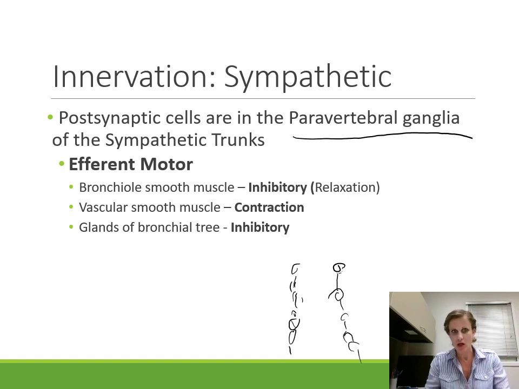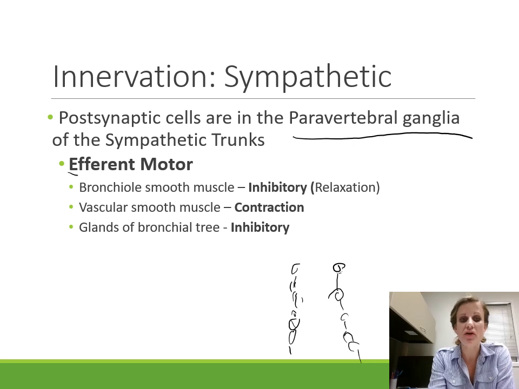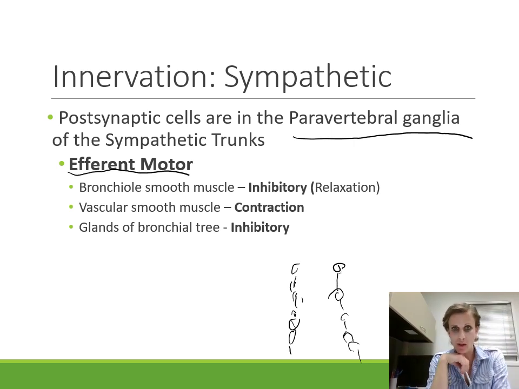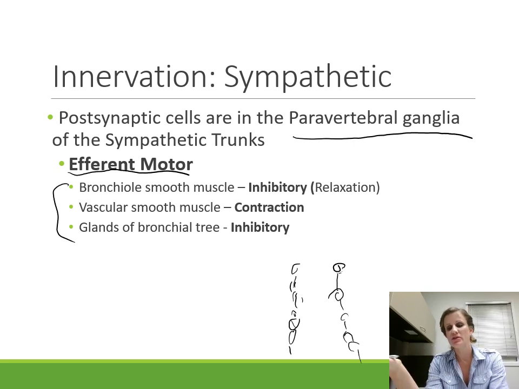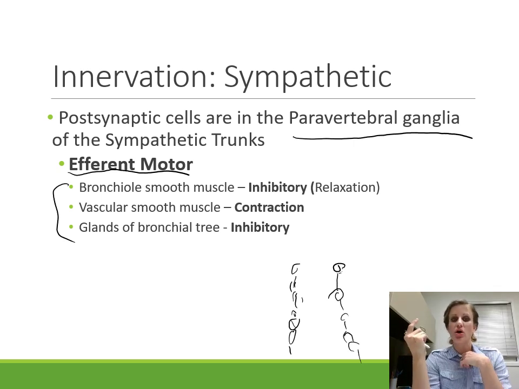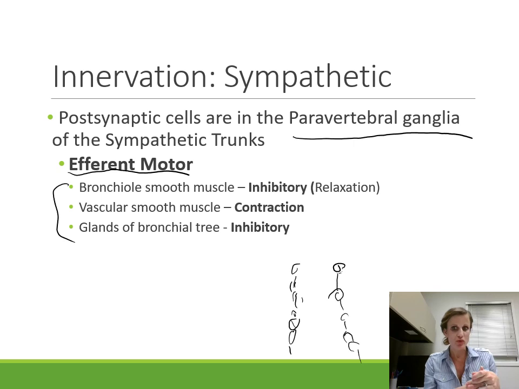When we look at the sympathetic nervous system, there are efferent motor fibers that are carrying signals out to the same effectors that we saw with the parasympathetic nervous system. So the parasympathetic nervous system was causing bronchial smooth muscle contraction, vascular smooth muscle relaxation, and secretion from the glands in the bronchial tree.